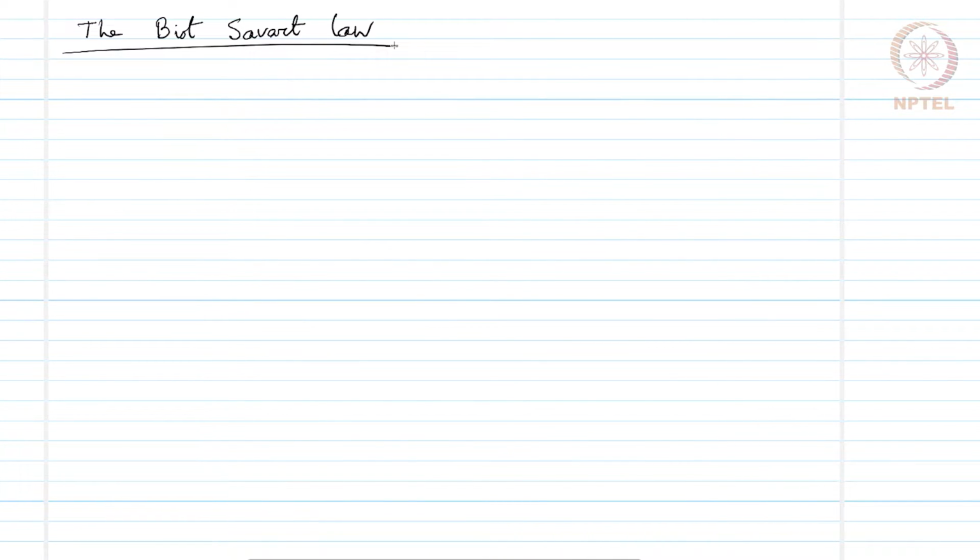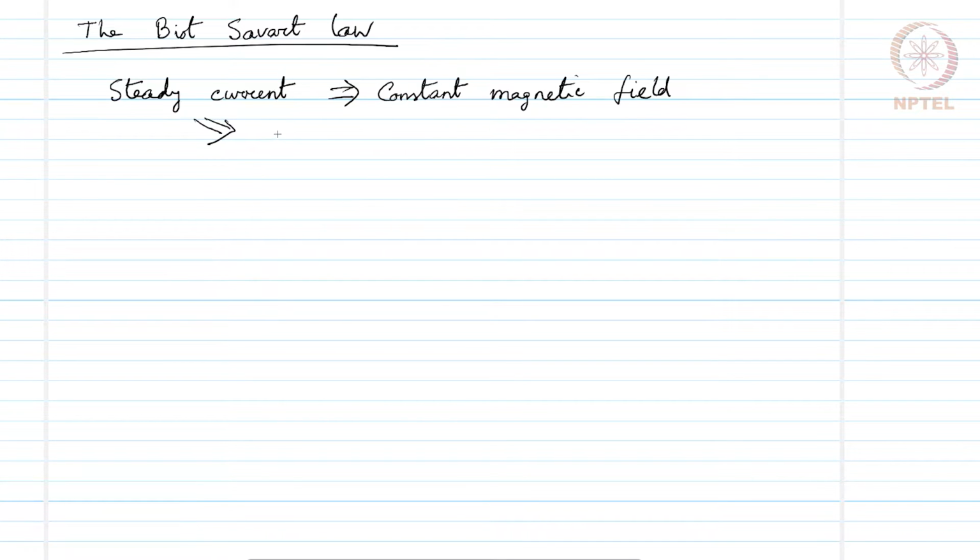If we have stationary charges, we get a constant electric field, and similarly, if we have steady current, that will lead to a constant magnetic field. And what do we mean by steady current? Steady current means that the divergence of the volume current density goes to 0.